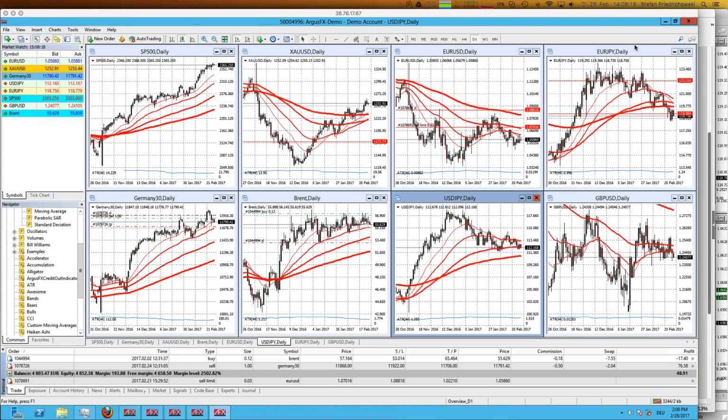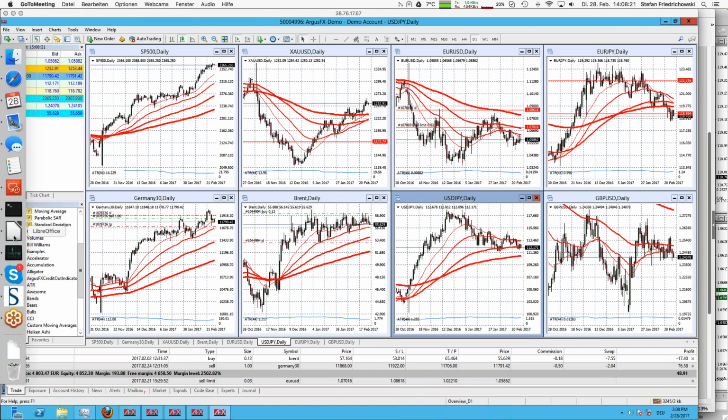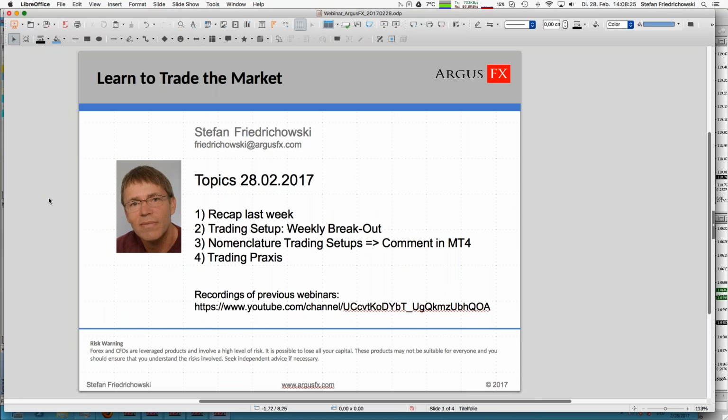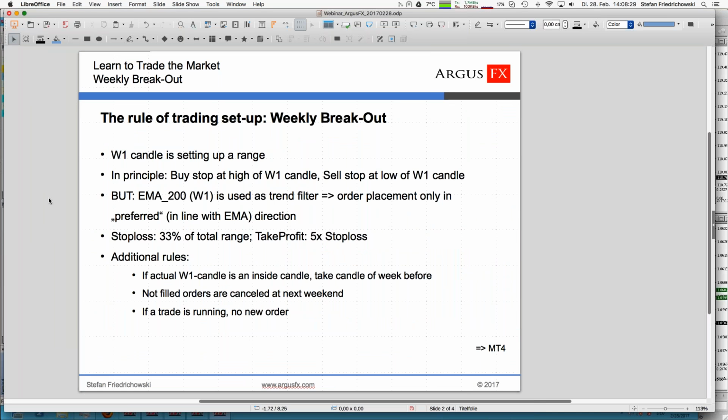Okay, but now we come to a new setup, and that setup, let me introduce that setup here briefly. That setup is called the weekly breakout. So weekly breakout, what does it mean? And I will show it to you in a couple of minutes in MT4 as well, and then I hope finally everything is quite easy to understand.